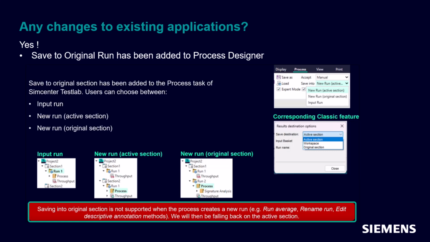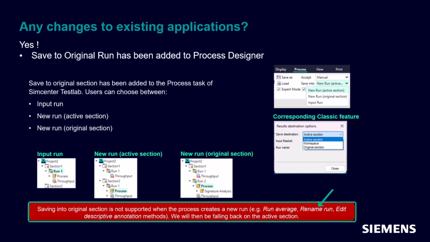So saving to the original section is not supported if you're creating a new run as part of your process. For example, if I have a run average. So if I add 3 runs to my input basket, all my process results could go back to the original section, except the run average will go to the current active section rather than the original section.